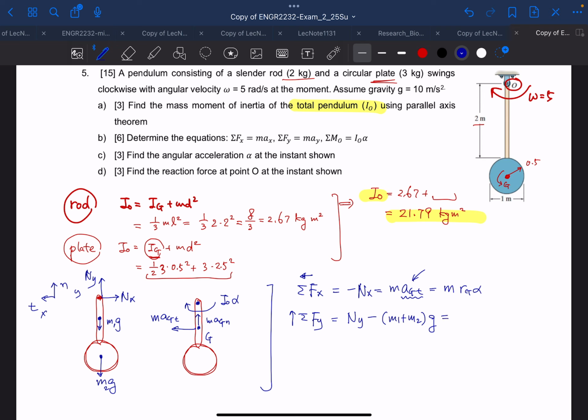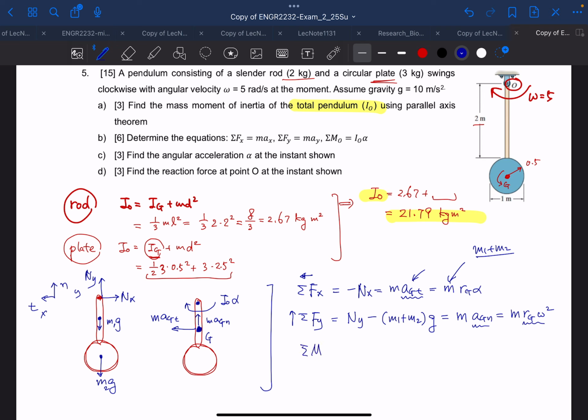And that's going to be m aG n, and this term is what? It's r omega squared, so m rG omega squared. And by the way, this m here is m1 plus m2. It's the total mass. We assume it is all centered around that mass center.